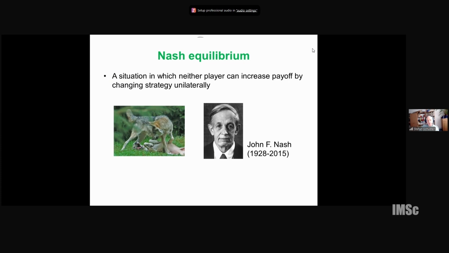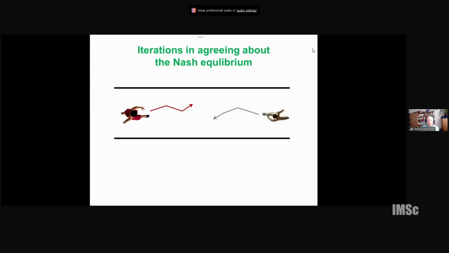So, for example, two male wolves fighting, deciding about the pecking order, then usually at the end one of them surrenders and the other one is dominant. And then there is no incentive to change strategy unilaterally, because the dominant wolf will certainly not change to surrendering. And the surrendering wolf will also not change to dominant, because if both are dominant, then they could harm each other, which is a lower payoff than for the surrendering wolf.